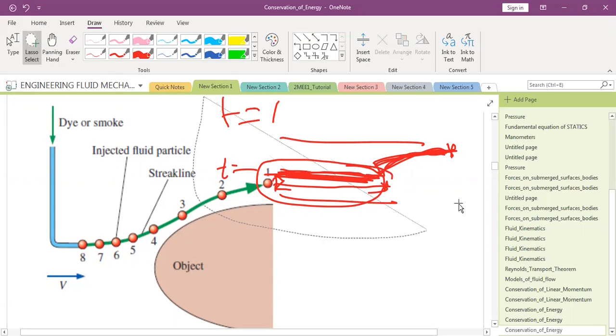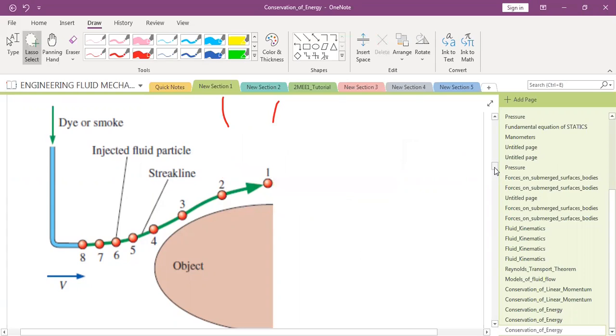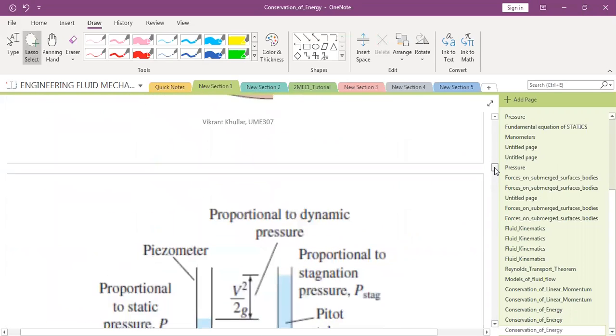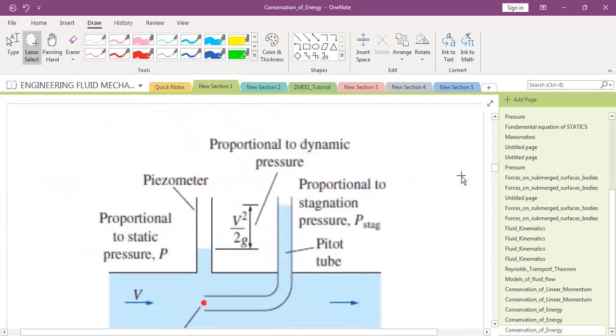So this is the difference among stream, streak and path line. Now I am coming to Bernoulli's principle, which you are using for measuring flow variables. One is you measure pressure and the other is you measure velocity.